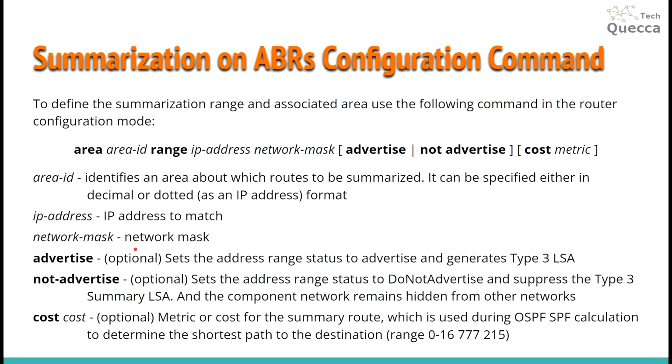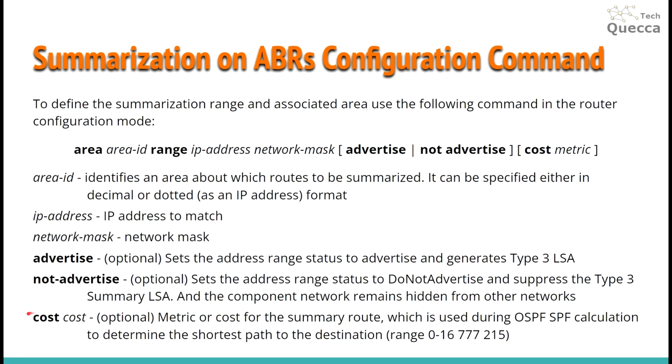Advertise is an optional keyword and its default. It sets the address range status to advertise and generates a type 3 LSA. Not advertise is also optional, but this command can be used if you want to filter some summary routes. It sets the address range status to do not advertise and suppresses the type 3 summary LSAs.